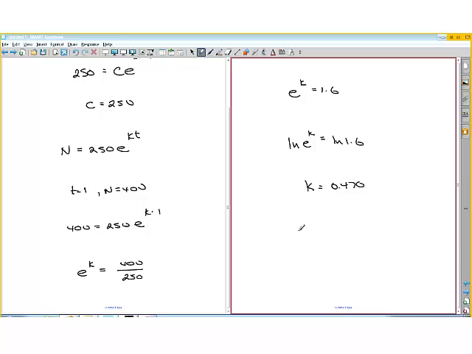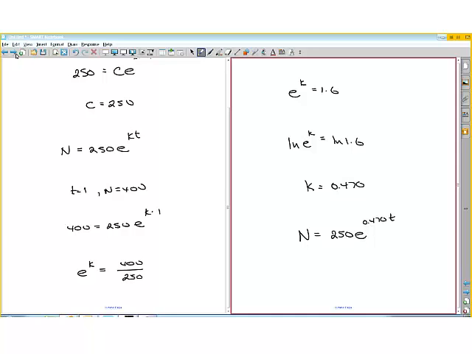So our final solution, which has all the constants identified, is n is equal to 250 e to the kt, but k is 0.470 times t. So now we know everything. If we plug t equals 0 in, we get, and I just realized I forgot to do e right here, so it's 250e to the 0.470t. If we put t equals 0 in here, we get 250. If we put t equals 1 in here, we'll get 400.